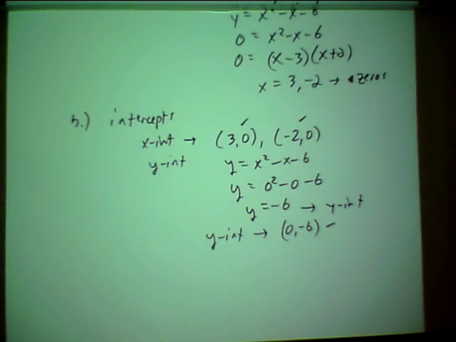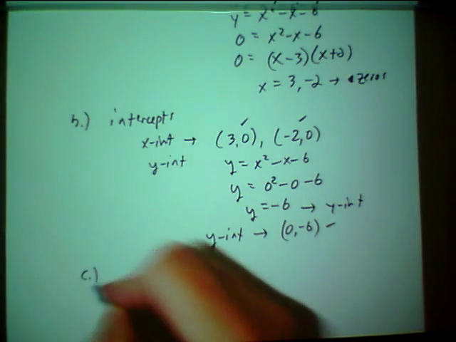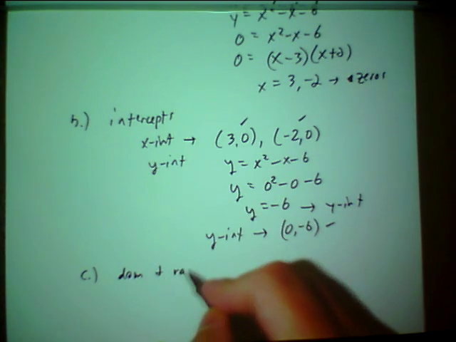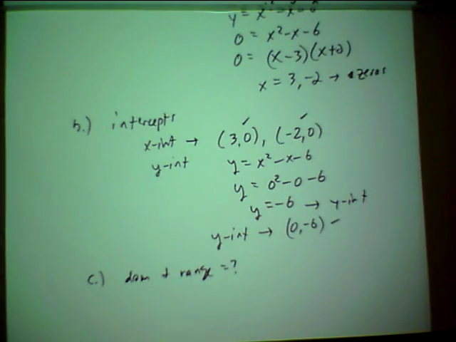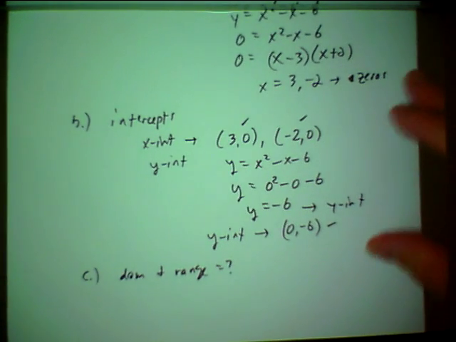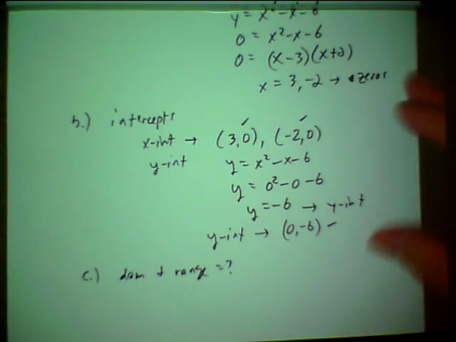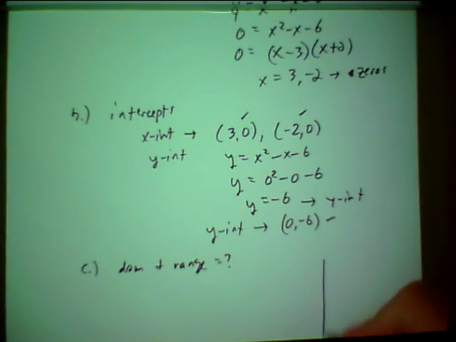Now, the next thing they ask for, the domain and range. And at this point, they don't ask you to graph it, but I'm going to go ahead and graph this thing. They ask for you to graph it eventually, but I'm going to graph it now because it's easy to get the domain and range once you can see the graph. So if I plot my intercepts, I may be able to see what this graph is going to look like.